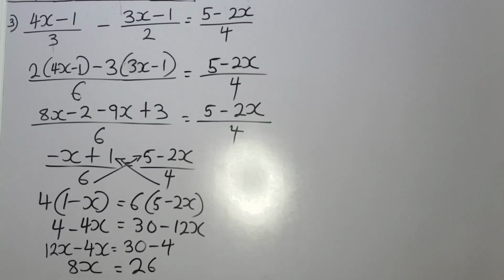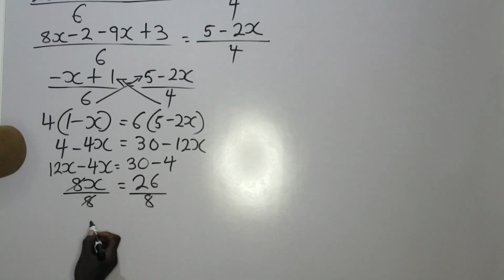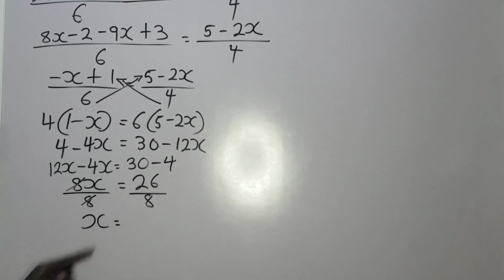Now we can easily get the value of x by dividing both sides by 8. This divided by 8 and this divided by 8. This 8 will cancel this 8. So I'm left with what? X. X is equals to 26 over 8.